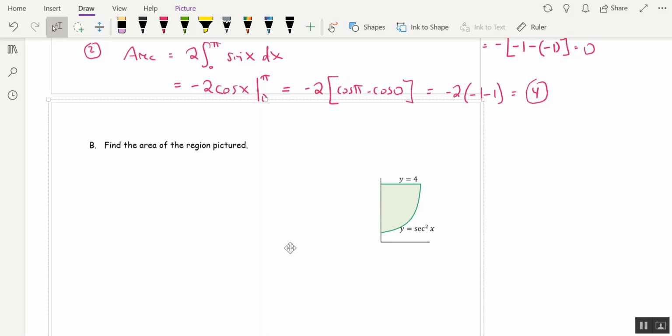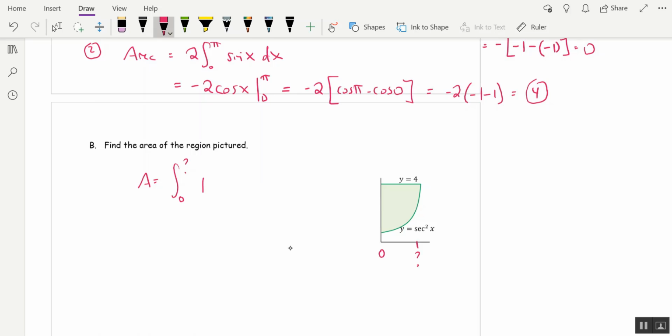So clearly our lower limit on the integral is going to be 0 because the region starts when x is 0. But the question is, what's going to be the upper limit on our integral? So what's that number right there? So our area will be the integral from 0 to question mark.